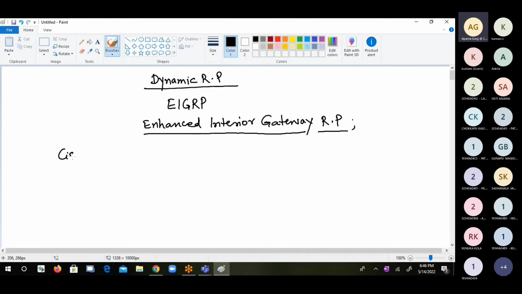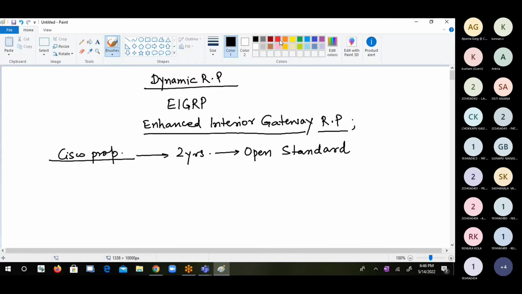This used to be Cisco proprietary. That's why it's not much into the implementation. But for 2 years now, it's been declared an open standard. What do you mean by open standard? That it can be configured on any device: Cisco, Juniper, Avaya, Huawei, any vendor's router, it's welcome, right?